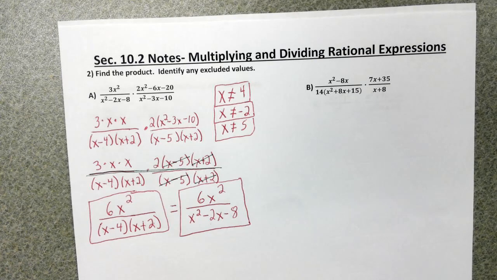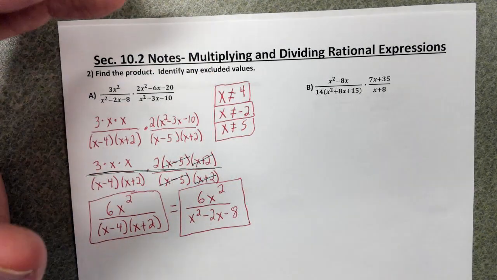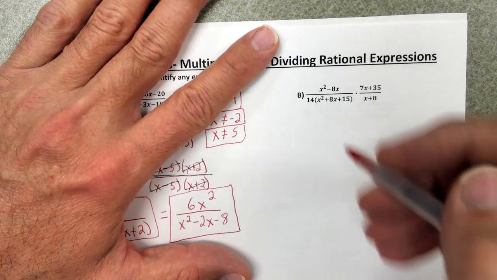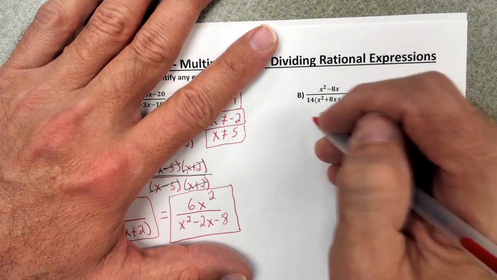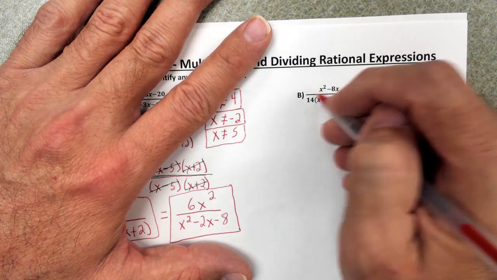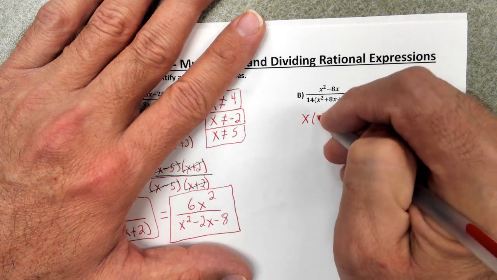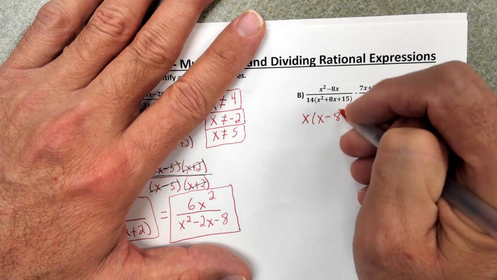All right, let's look at one more of these rational expressions here. Make sure everybody knows what we're doing. All right, so on this next one, we're going to factor out our common factor on the top. So that's x squared minus 8x. The common factor is x, so I'll factor that out. That leaves me with x minus 8.